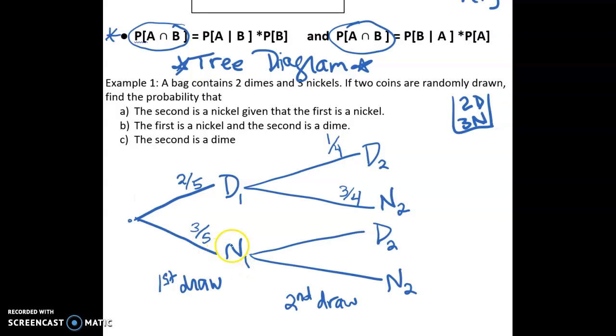Similarly, if we got a nickel on the first, then there are still 2 dimes left, but there are only 4 coins left in either case. All right, so let's think about this. We could write the probability of getting a dime on the first is 2/5, and this is the probability of getting a nickel on the first. But let's think about this one.